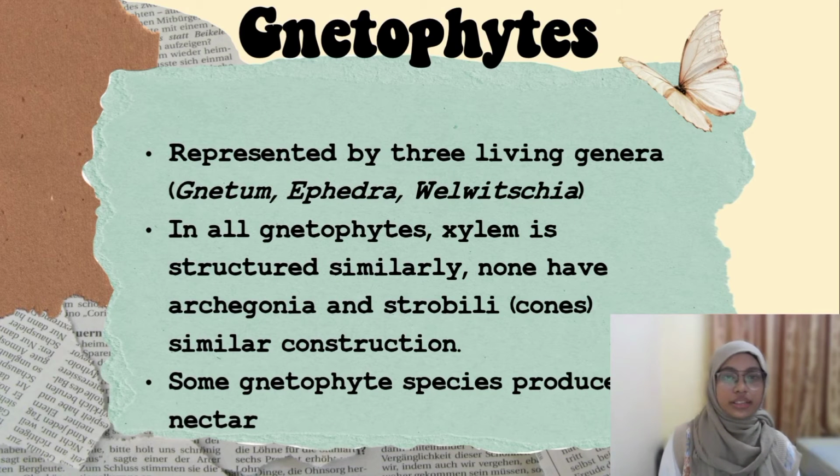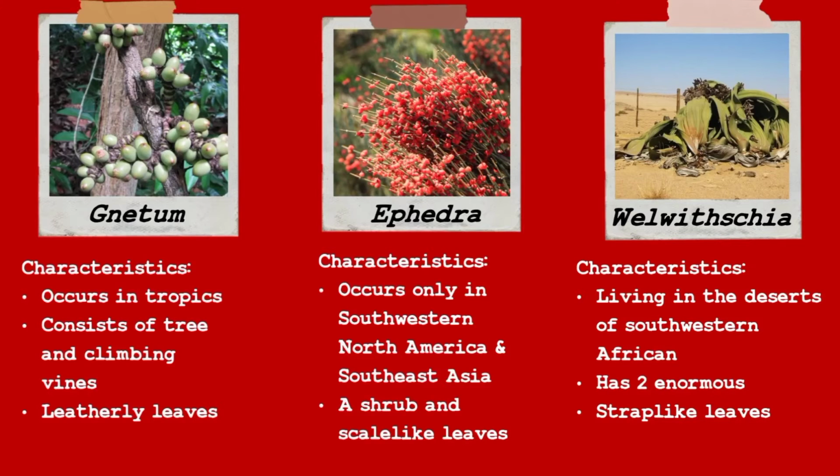The last but not least is gnetophyte. Gnetophytes are represented by three living genera: Gnetum, Ephedra, and Welwitschia. In all gnetophytes, xylem is structured similarly. None of them have archegonia, and their strobili cones have similar construction. Some gnetophyte species produce nectar. So let's go one by one and see the characteristics of the three living genera.